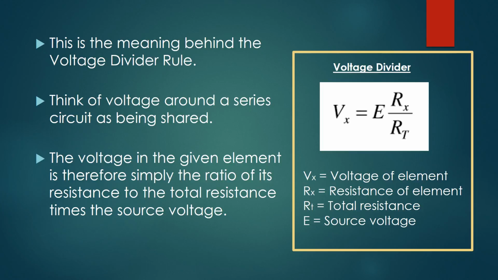What the voltage divider is all about, it is just the ratio. The ratio of the resistor you're calculating divided by the total resistance times by the voltage. As you can think of voltage in a series circuit as being shared, it's always accounted for.